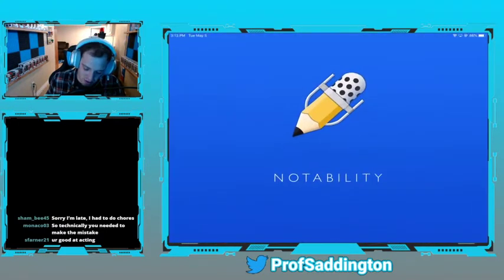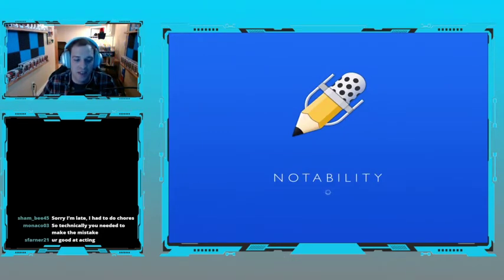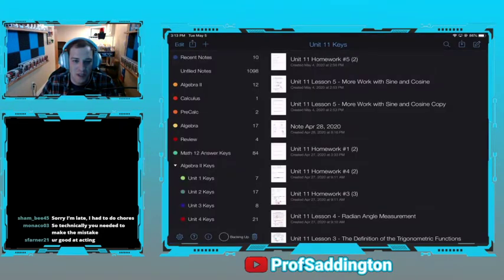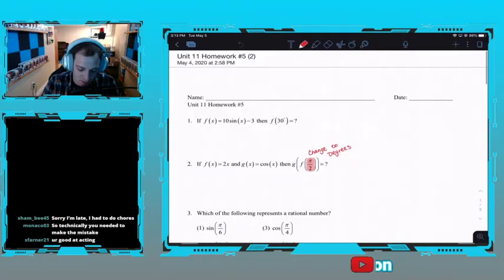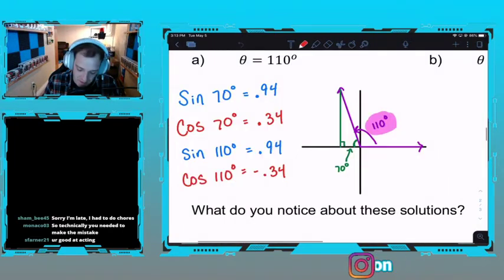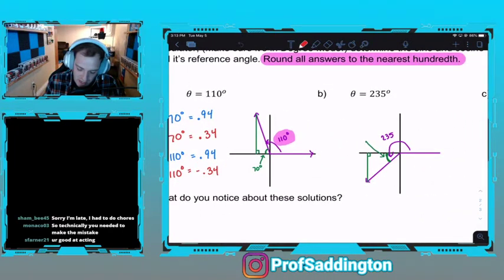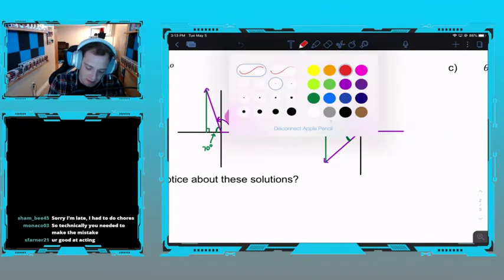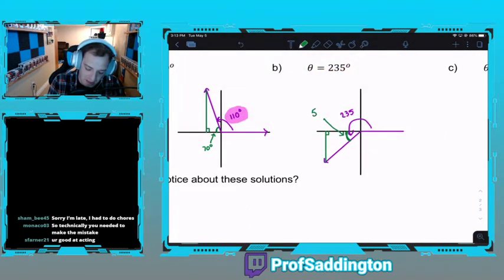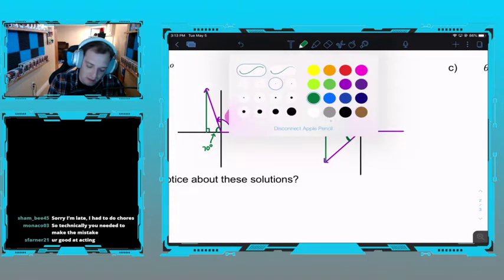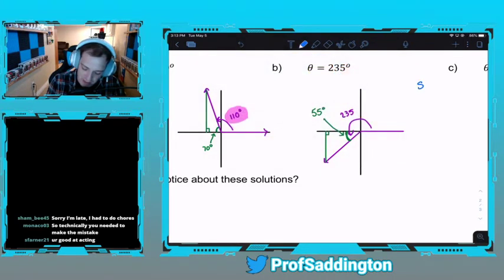Oh no, if Notability crashed, that means everything I just wrote down for that second question disappeared. Oh, that don't work. Not everything. Okay, that's not awful. I don't have a lot to rewrite. Chad still has not gotten back to me. He is slacking.